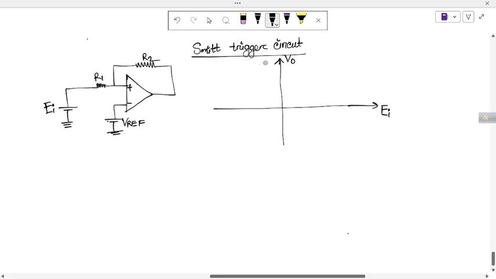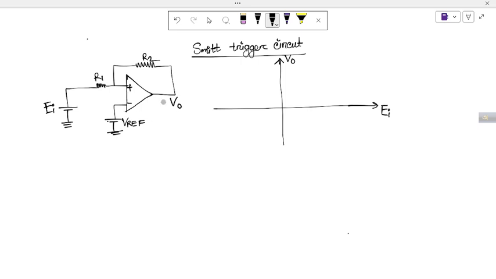Okay, so in this video we are going to learn the Schmitt Trigger circuit. If you look at this circuit carefully, it's a positive feedback circuit because we are taking the output voltage as feedback to the non-inverting terminal.